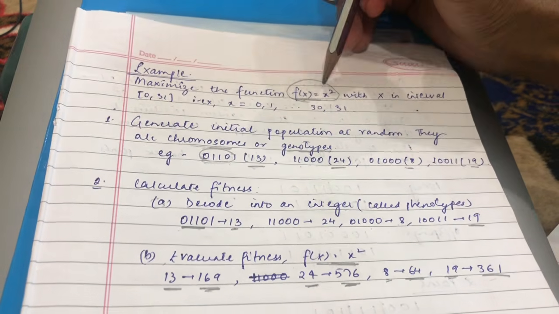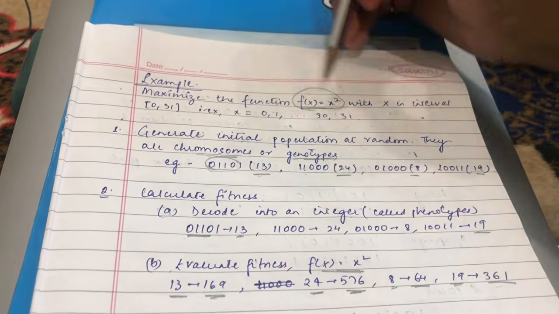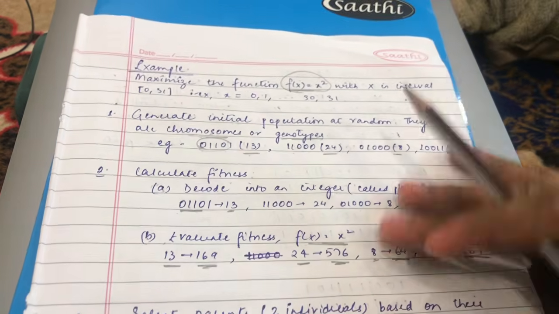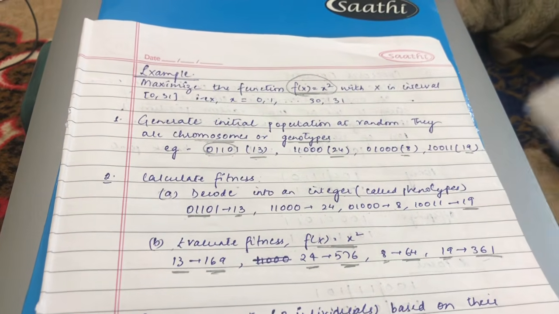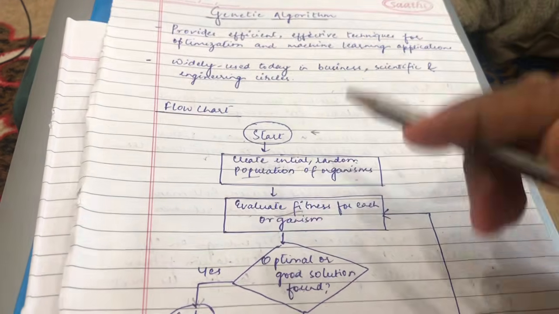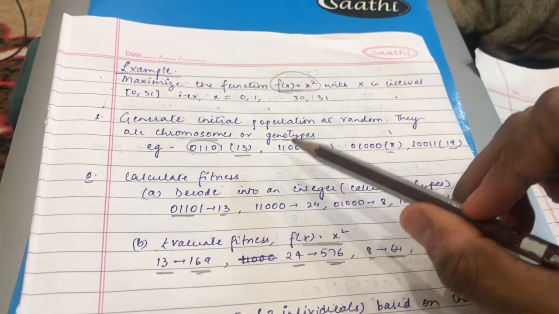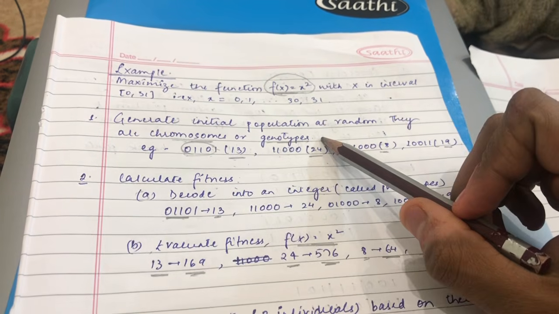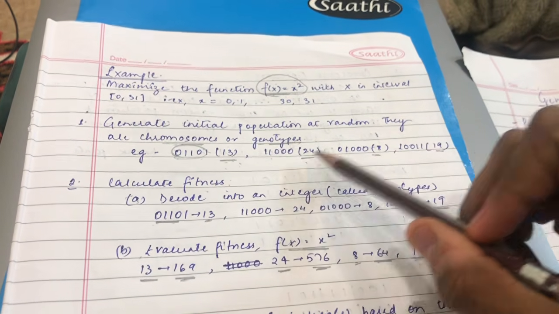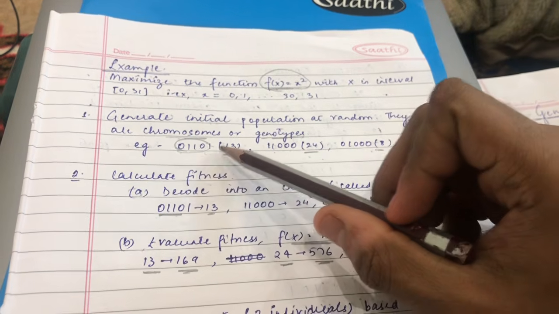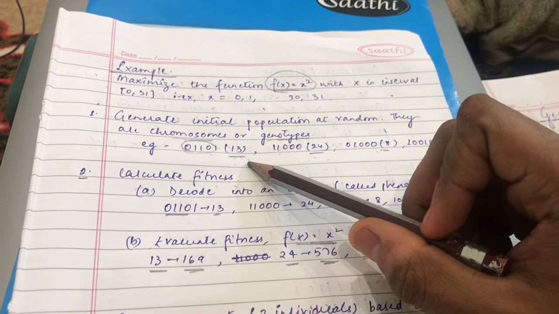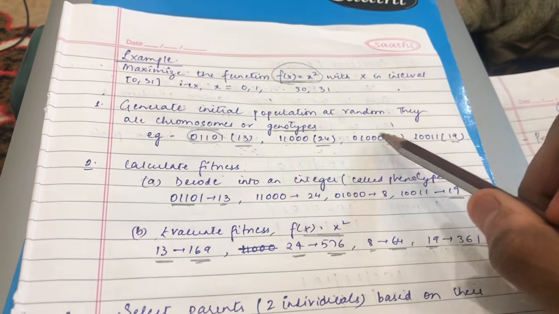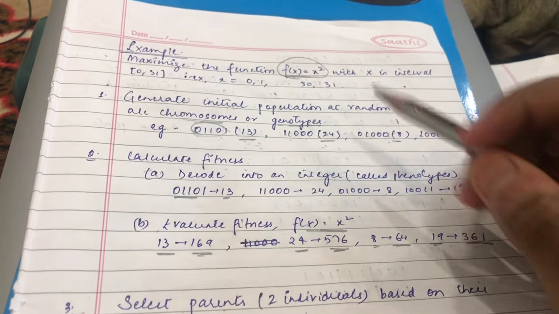The question here is to maximize the function f(x) = x² with x lying in the interval 0 to 31. We'll look at the flowchart and then we'll proceed as stated in the flowchart. So, create an initial random population of organisms. We'll select 4 chromosomes or genotypes, as we call them: 13, 24, 8 and 19. We generally write them in binary and then later we decode them into integers. So we selected 13, 24, 8 and 19 as an initial random population.